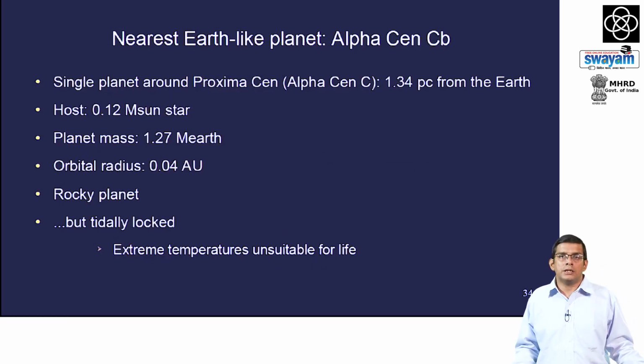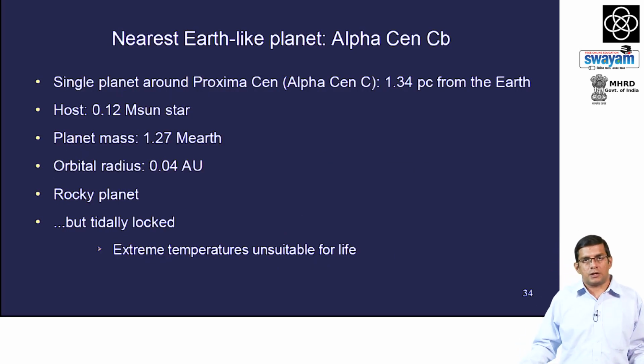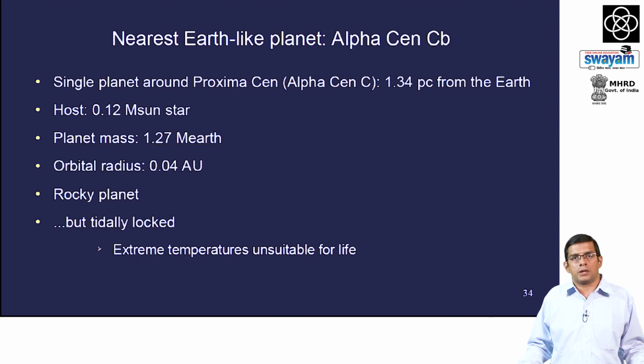So far, the nearest Earth-like planet that has been discovered is around a star called Proxima Centauri, whose technical name is Alpha Centauri C, and this is about 1.34 parsecs from the Earth. The host star, that is Proxima Centauri, is about 1/10 the mass of the Sun, and the planet that has been detected is about 30% more massive than the Earth.